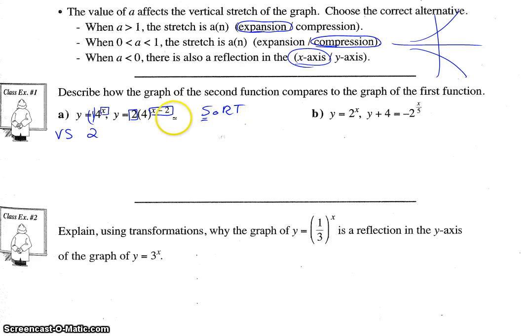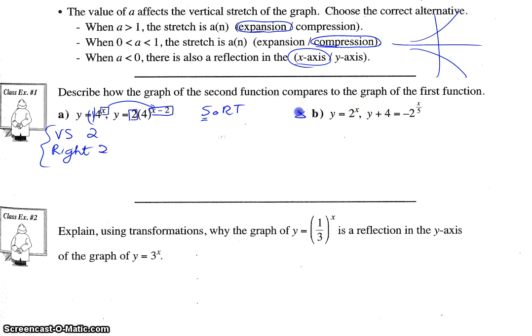Were there any negatives in front of y or x? Nope, so no reflections. Translations, adding or subtracting to y or x? Yes, x was replaced with x minus 2, so that would be moving right 2. Okay, so there's our transformations.